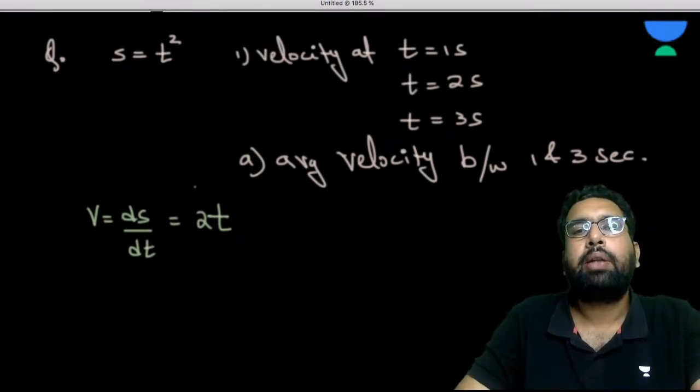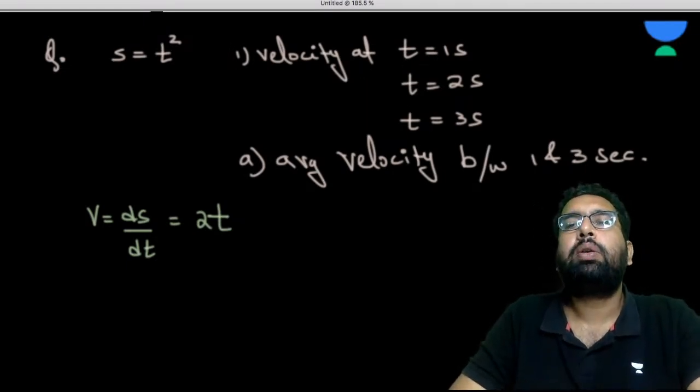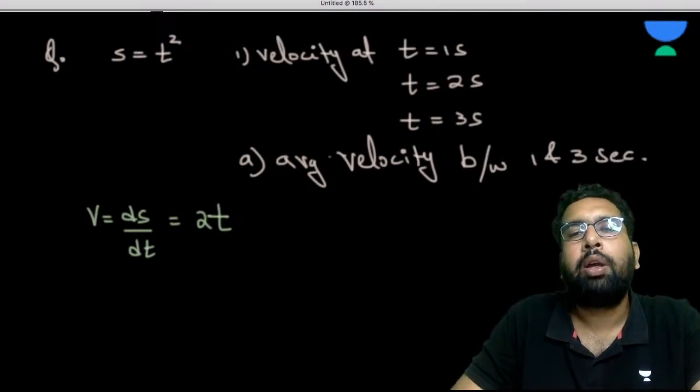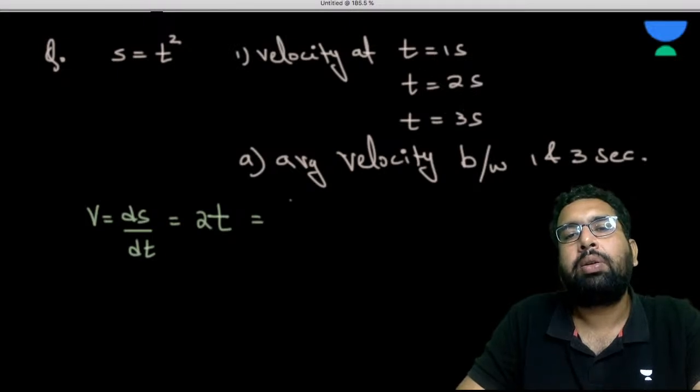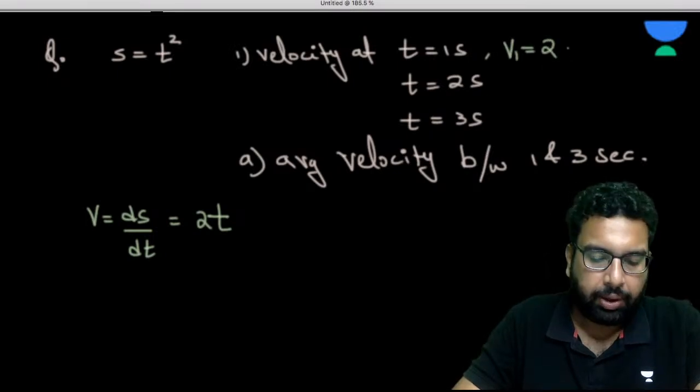Now in this case, what are they asking? They are asking the velocity at t is equal to 1 second, t is equal to 2 seconds, t is equal to 3 seconds. So what do we have to do, sir? We are going to put this t. If I say at 1 second, what is going to be the answer? When we put 1 here, we are getting v1 as 2, whatever is the unit.